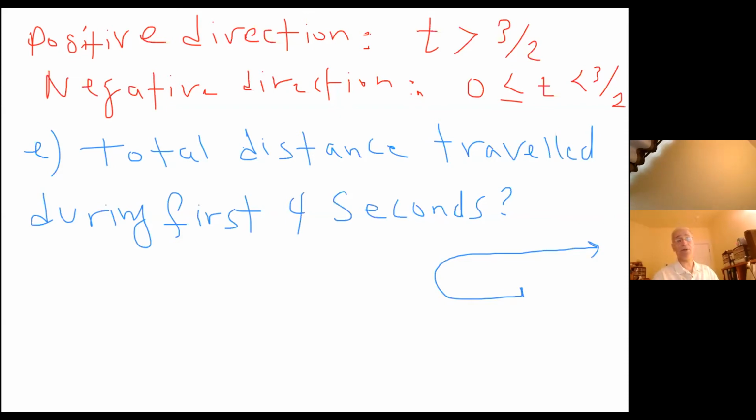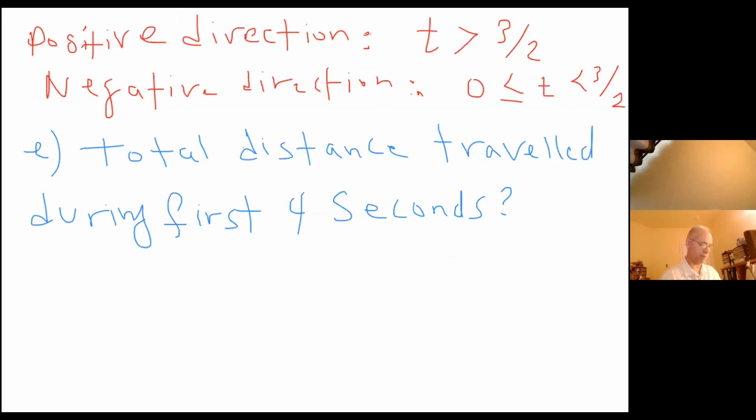So now I have to do the distances in two parts. Once from 0 to 3/2, take the absolute value of that, and then add it from 3/2 to 4. So here I can say the absolute value of, let me erase this so I have room.